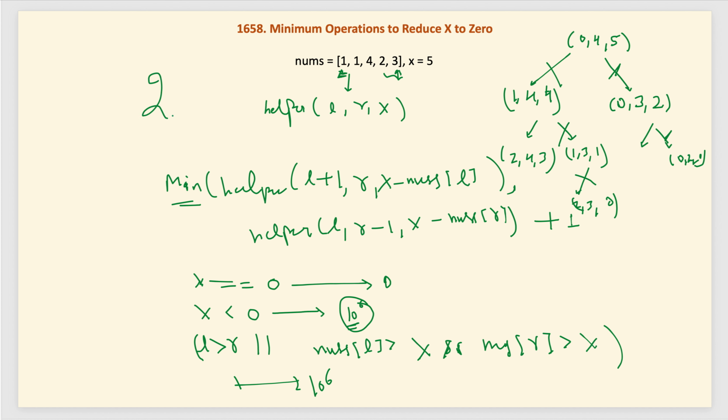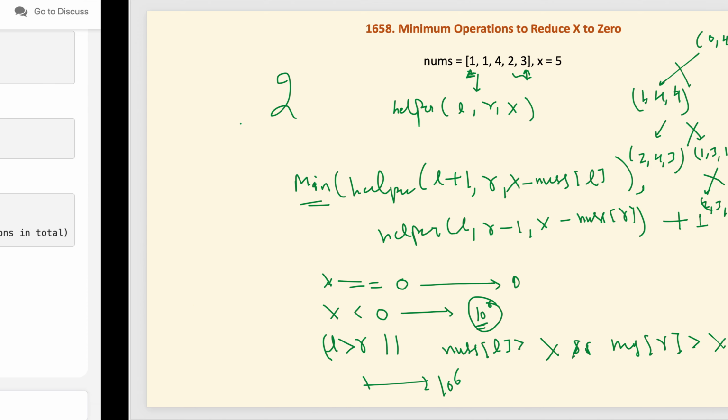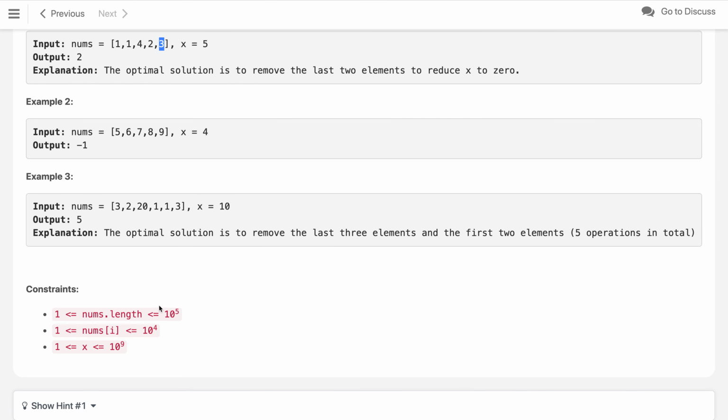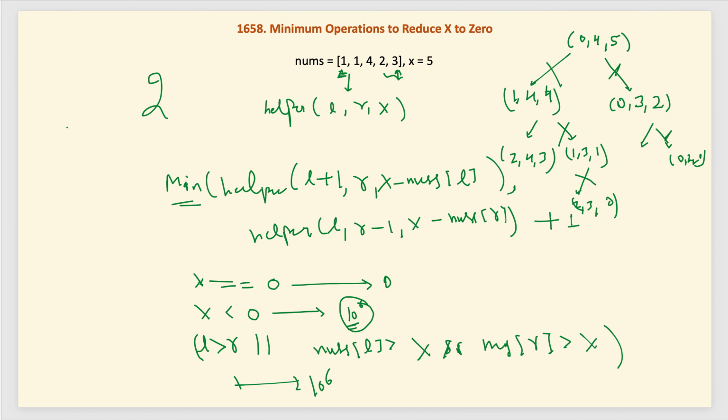So, hence 2 is the answer for this. You can pause the video and try, but if you see, the length of our array is very costly. In this solution, everywhere we are choosing between 2 choices, and if there are n elements in our array, then it will become a 2 power n time complexity solution. So, which will definitely time out.